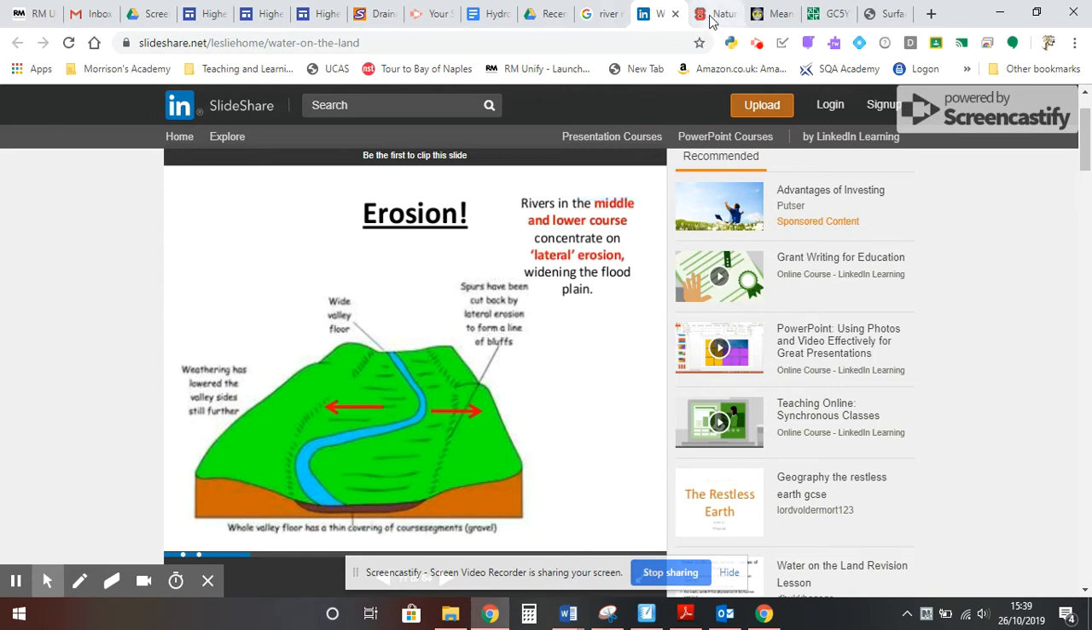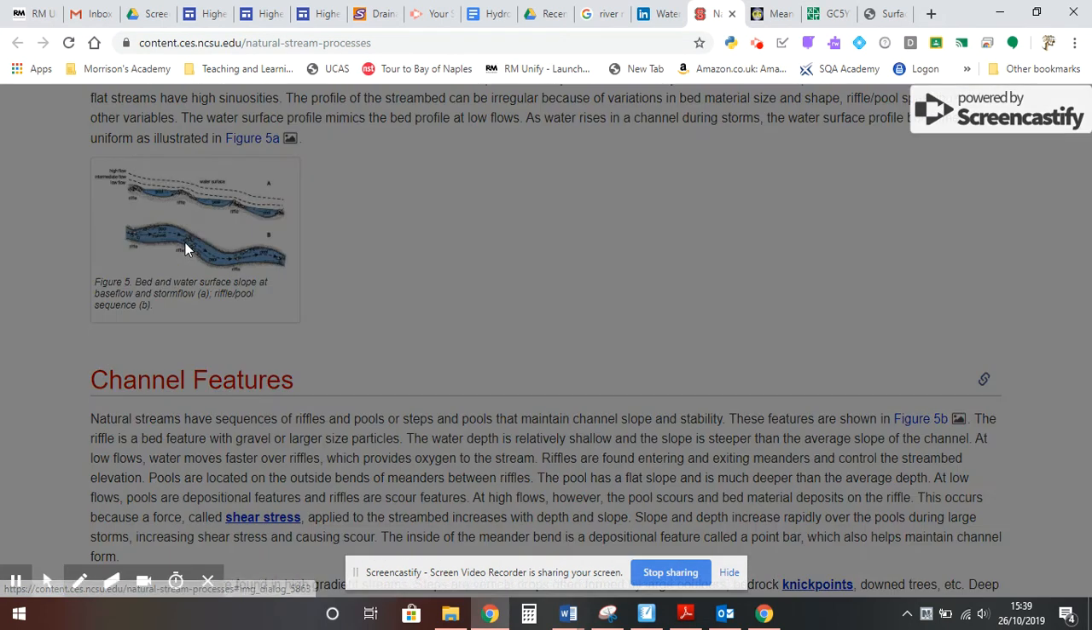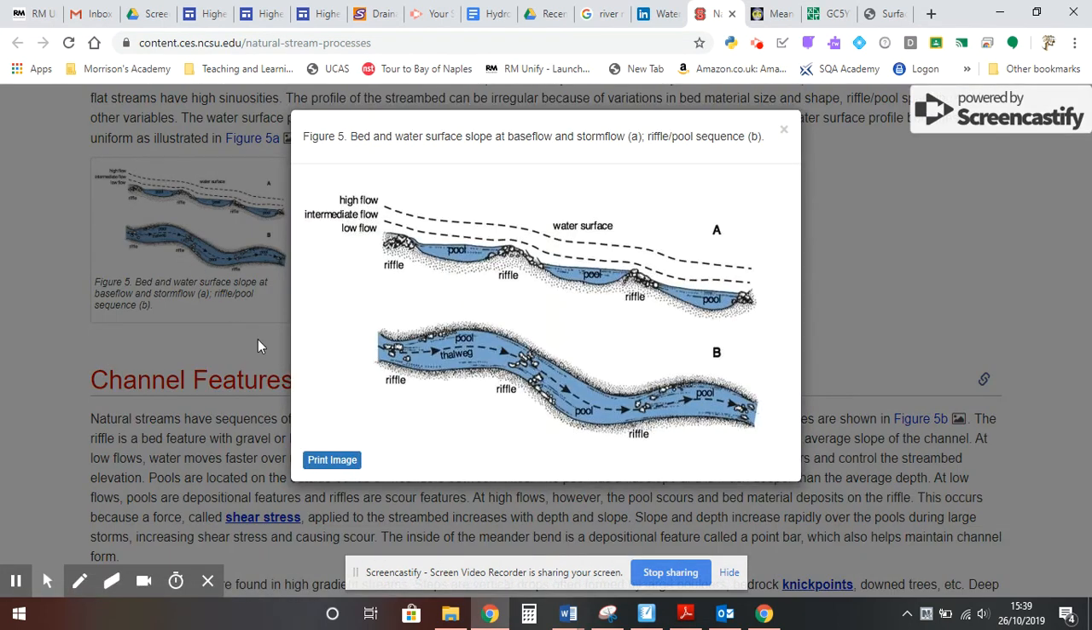Meanders, the next point you want to tell me about is where meanders actually start to form, where the river moves from pools to riffles. Now, all you want to say here is that a pool is a deeper area of the river channel, we can see it here, and a riffle is a shallower area of the river channel.